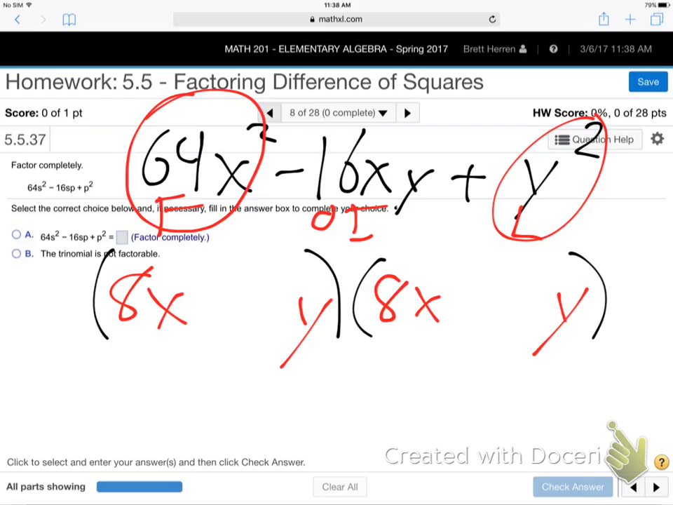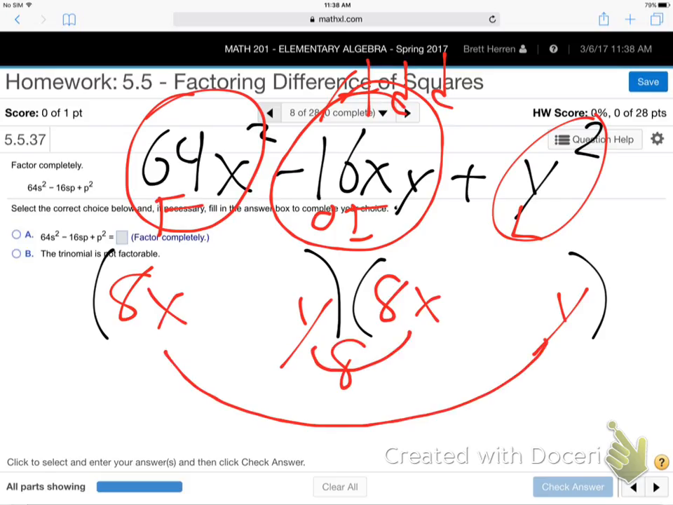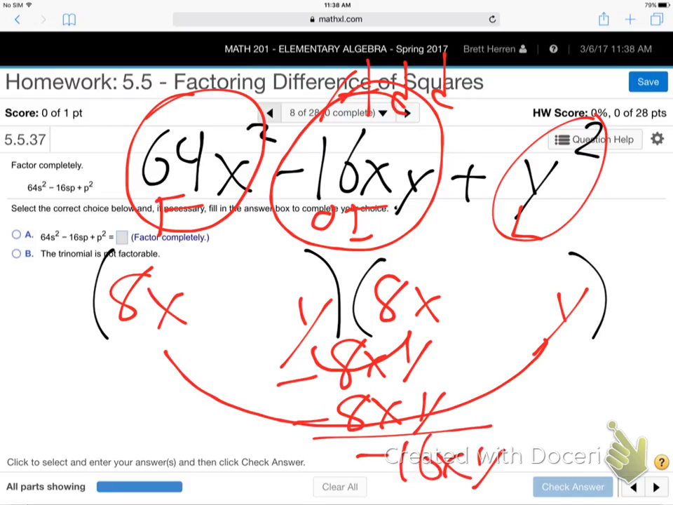Now, what about the middle? Negative 16 comes from OI, and you have to add. The middle's add from OI. OI means inner, inner, outer, outer. That's 8xy. The other one is also 8xy. What do they need to make the middle? Minus 16xy. Both negative, huh? If you lose $8 and lose $8, you lost $16. Both negative. And two negative y's multiply, remember, to be positive y squared. It is correct. They're identical twins.